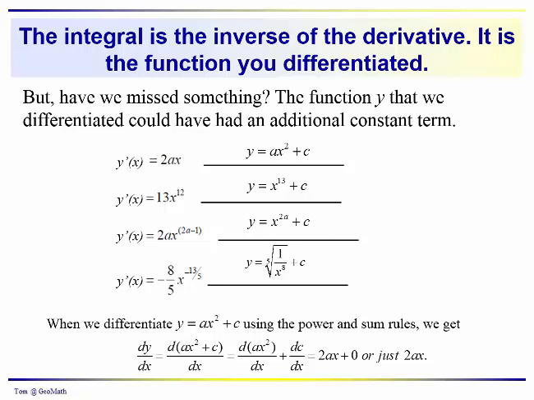You may be working with a problem where you have some background information so you know what c is. So when we differentiate y equals ax squared plus c using the power and sum rules, as I've outlined here, you can see that the derivative of c with respect to x goes to 0. We get 2ax again. So these constants, unless you have some additional information, you don't really know what they are.